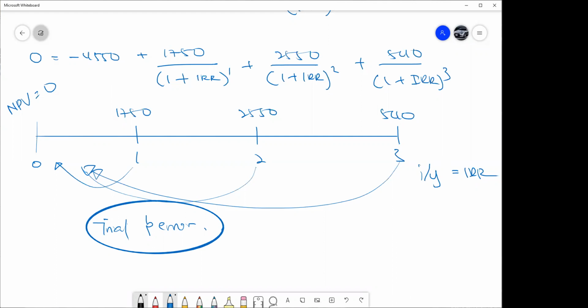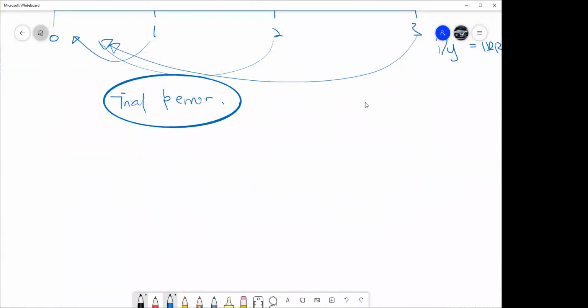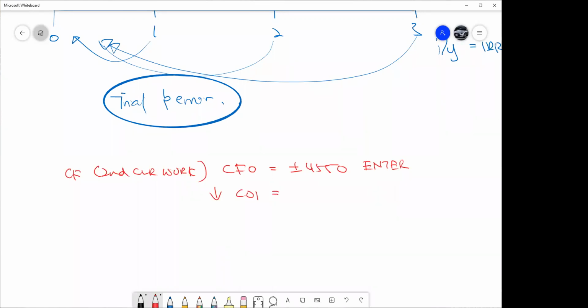So you do exactly like what we did just now for the NPV question. What did you do just now? First thing first, you click CF. Second, clear work. You must clear your work first, if not, the calculator will keep the previous cash flow inside your system. Once cleared, you see your CF0. CF0 means your initial cash flow, so put in the plus minus sign of 4550, the initial investment, and enter. Click down one time, you will see your C01. Put in the first cash flow, 1750. Remember to click enter.